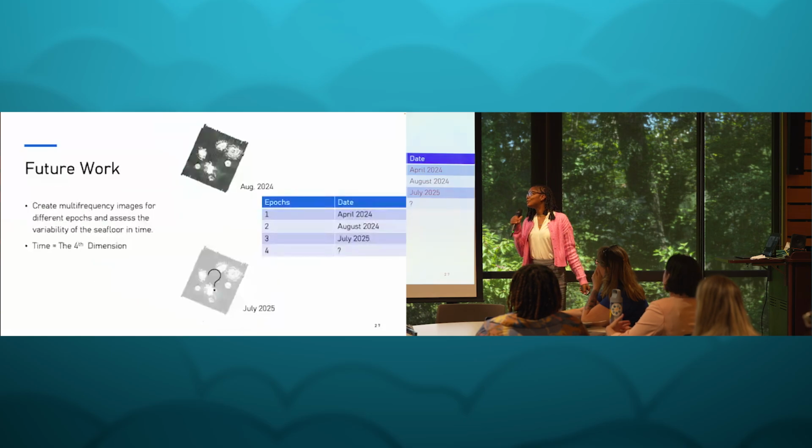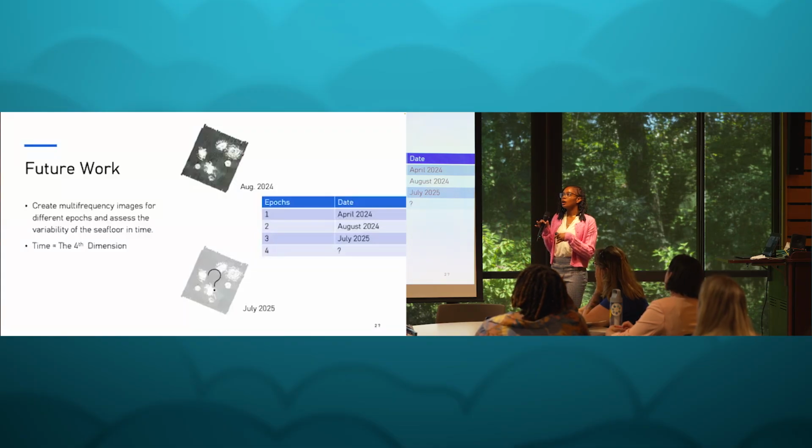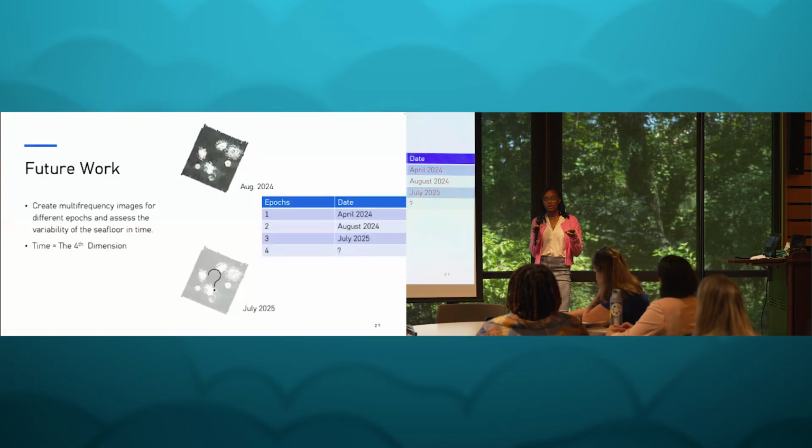And that leads me to my future steps. In the future, I would hope to create many multi-frequency images for different epochs and assess the different variabilities on the seafloor. For the oyster reefs, we hope that they will start populating and growing oysters on there, and we want to see how the oysters would affect the different sediment types on the seafloor and whether that would cause it to change.